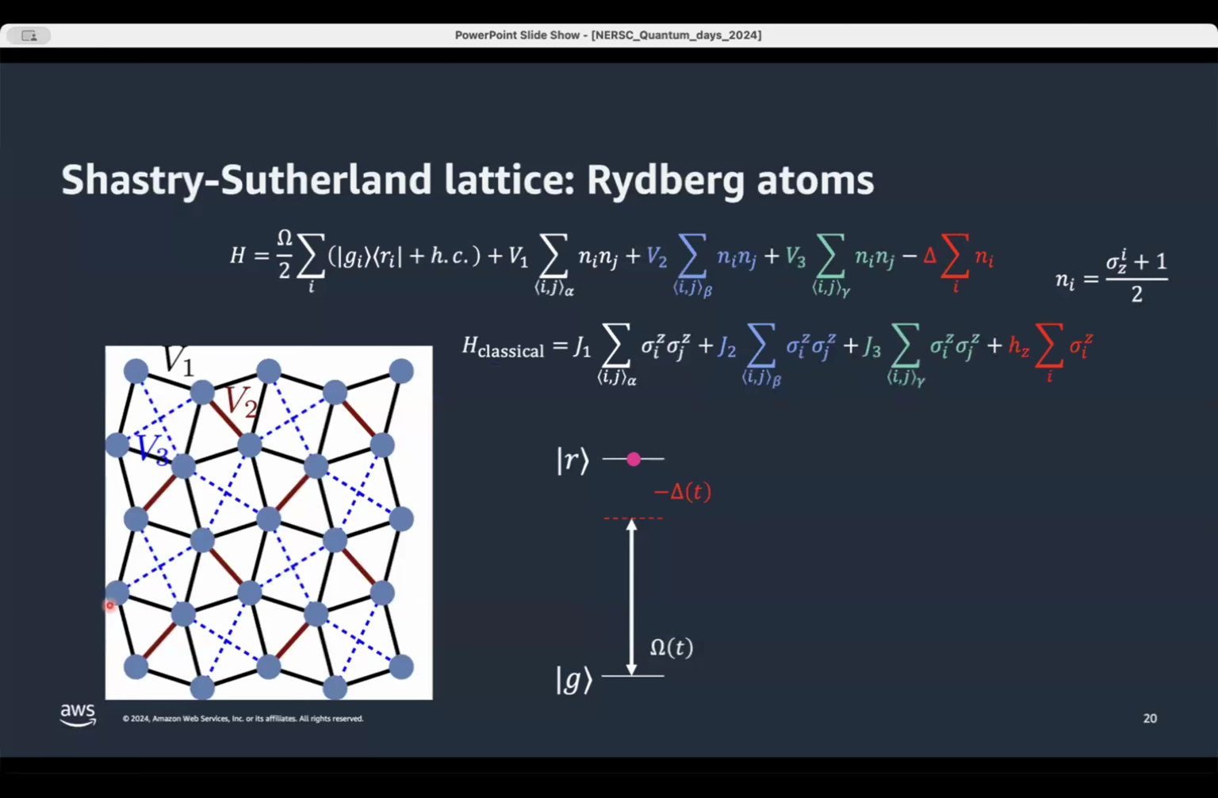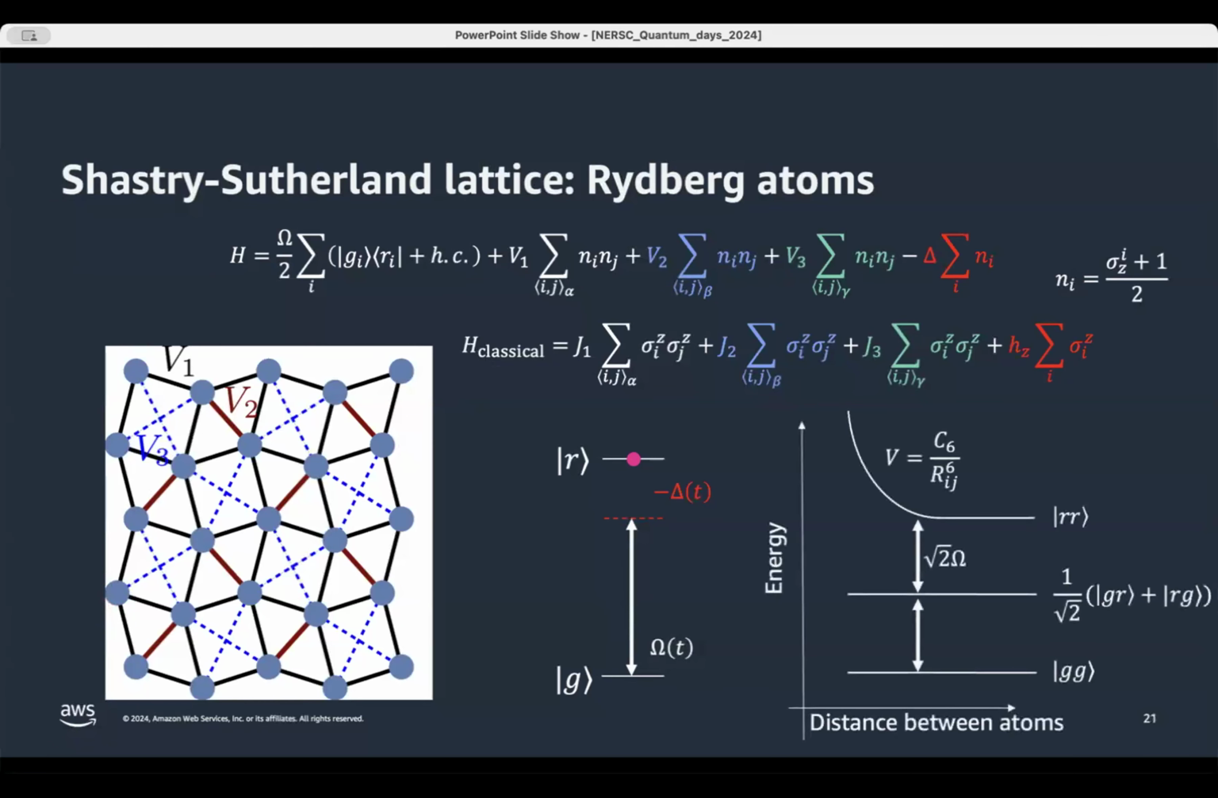As I told you, it was originally defined on the square lattice, but now here we're focusing on this kind of a little bit tilted lattice as shown there. The reason was that the way we realize this V1, V2, V3 is through the Rydberg interaction. And the Rydberg interaction actually depends on the atom distances as shown here. By tuning the atom position here, we can tune the V1, V2, V3, which allowed us to explore the phase diagram of the lattice.